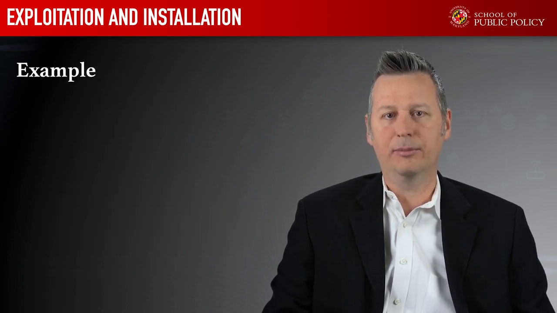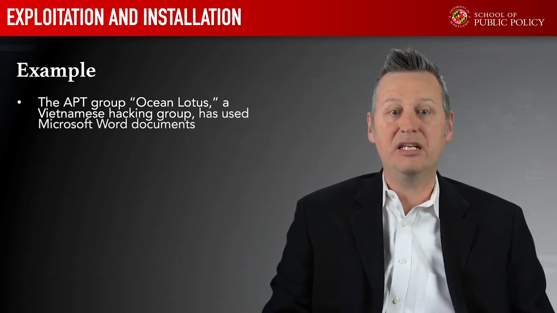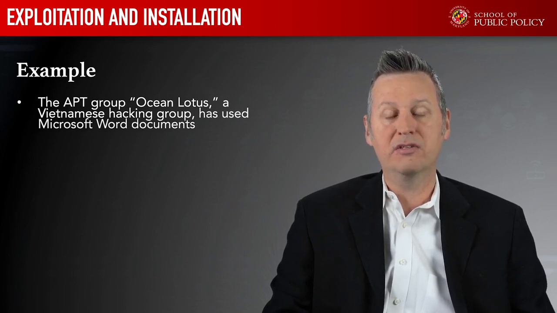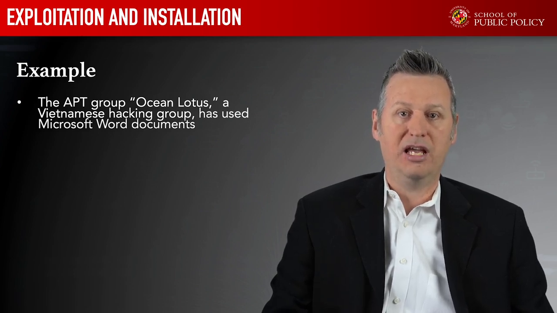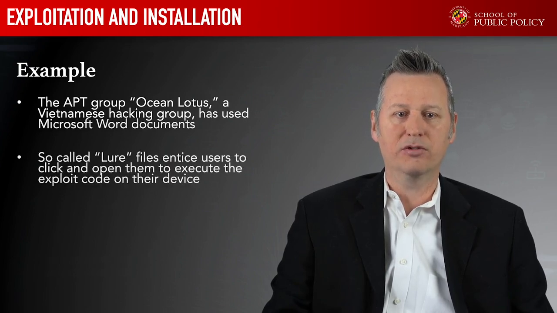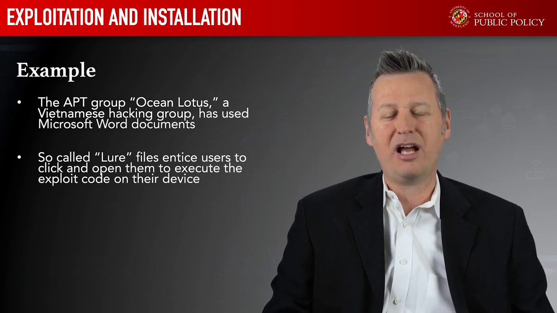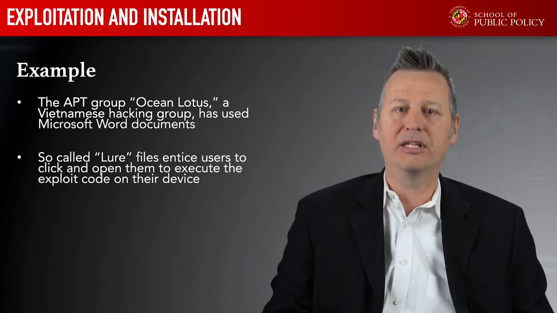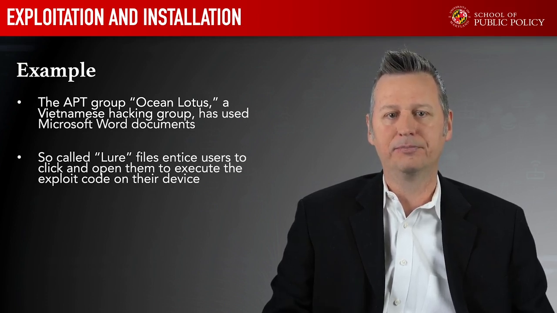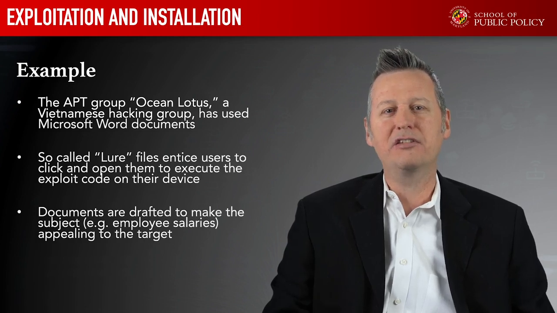So let's take a look at an example. The Advanced Persistent Threat group, or APT group, Ocean Lotus, a Vietnamese hacking organization, used Microsoft Word documents as a way to try to entice individuals. These are often called lure files, kind of like a phishing lure. And the idea is to try to entice users to click and open them to execute that actual exploit code that's embedded in the document. The documents are often drafted to make them look enticing to the user.